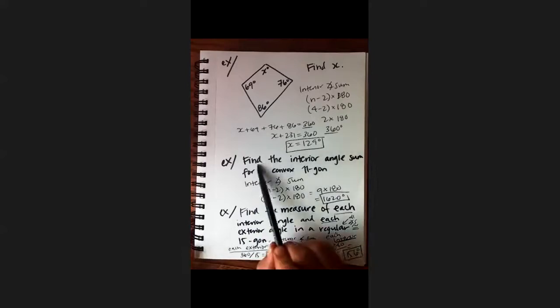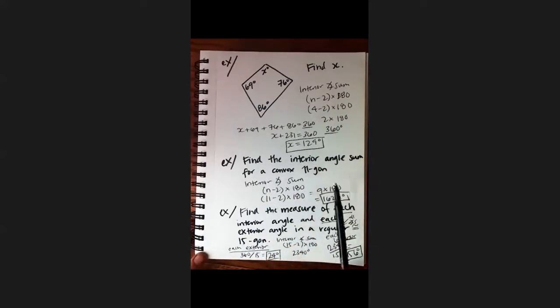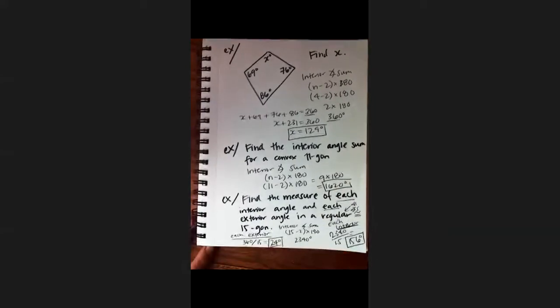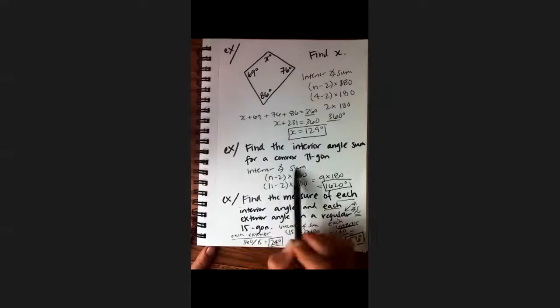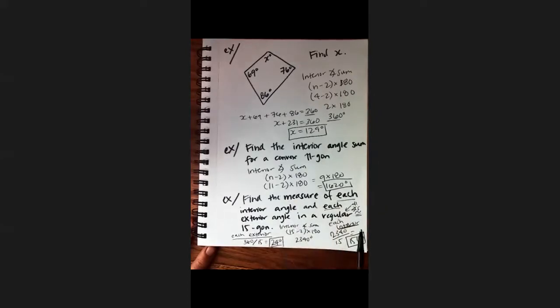For our next problem, we had 11 sides, and we needed to find the interior angle sum of that figure. We did 11 minus 2 times 180, and we got 1,620 degrees, once again using the interior angle sum equation. For our very last problem, we were asked to find each interior angle and each exterior angle. The key part of this problem is remembering that it is a regular polygon, which means each angle is equal to each other. Once we solved for the total interior angle sum, we divided that by 15, which means each angle would equal that value. Finally, for each exterior angle, we remember 360 divided by 15, since it's a regular polygon, to equal 24 degrees.